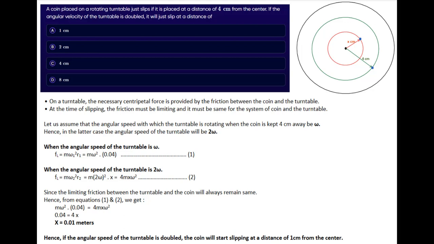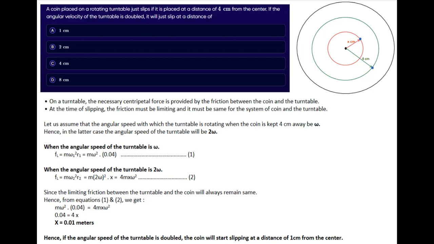The question says, a coin placed on a rotating turntable just slips if it is placed at a distance of 4 cm from the center. If the angular velocity of the turntable is doubled, it will just slip at a distance of 1 cm, 2 cm, 4 cm or 8 cm from the center.